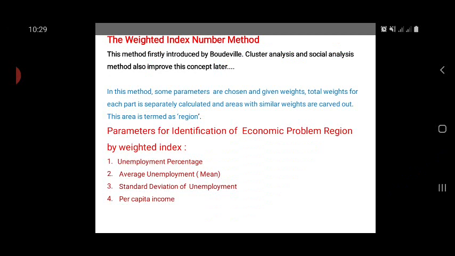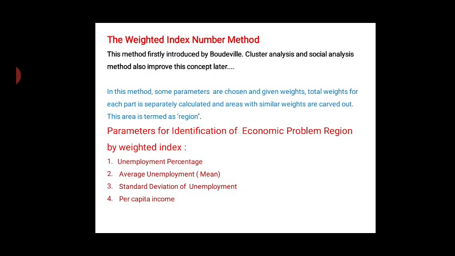The weighted index number method was first introduced by Bordeville. In this method, some parameters are chosen and given weight for any area or region. On the basis of these parameters, there is identification of economically problem regions. These parameters are unemployment percentage, average unemployment, standard deviation of unemployment, and per capita income. On the basis of these parameters, we calculate the weight of any area or region.